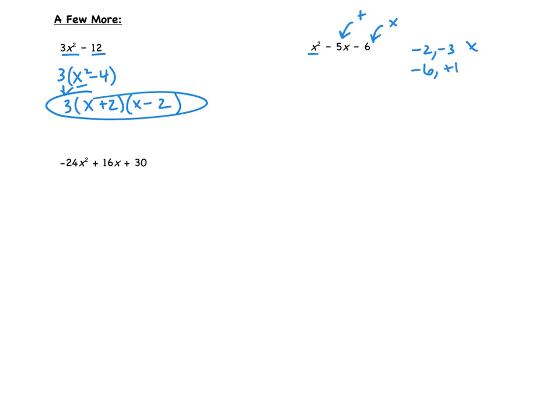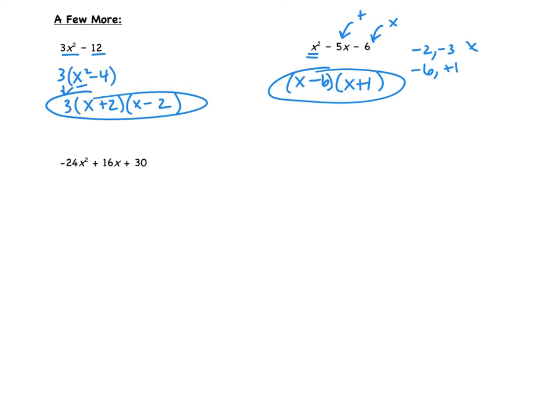Now, there's no number out in front of the x squared, or it's a 1, so we don't need to split the middle. We can jump right into our factors. So we get x minus 6 and x plus 1. Again, if you wanted to check this answer, you could multiply it out to make sure that you get the polynomial you started with.